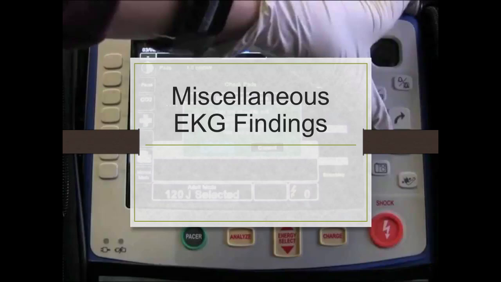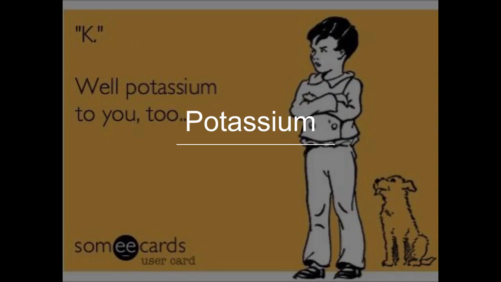We've gone through all of these very specific EKG changes and specific topics, but now let's hit the trash can at the end of the semester. Let's talk about some miscellaneous findings that we're going to be able to pull from our 12 lead. First one we'll talk about will be potassium changes.